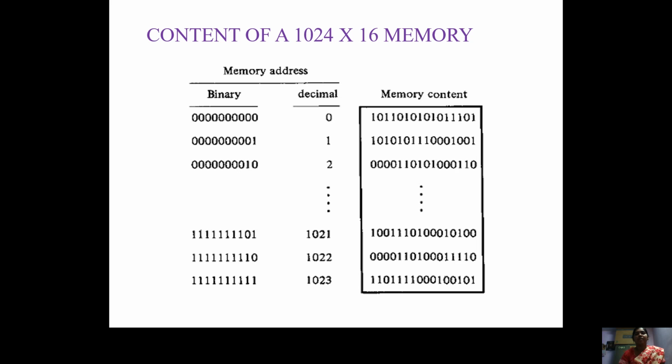So here, if you see the memory address in terms of binary and decimal, the number of addresses it can hold is 1024, whereas each word present in the memory content is of length 16 bits. That is why the storage of this random access memory is given as the number of addresses it can hold and the number of bits available in each word.